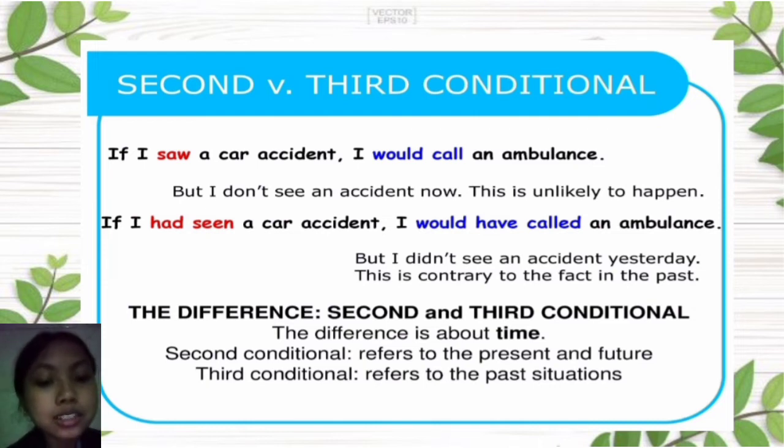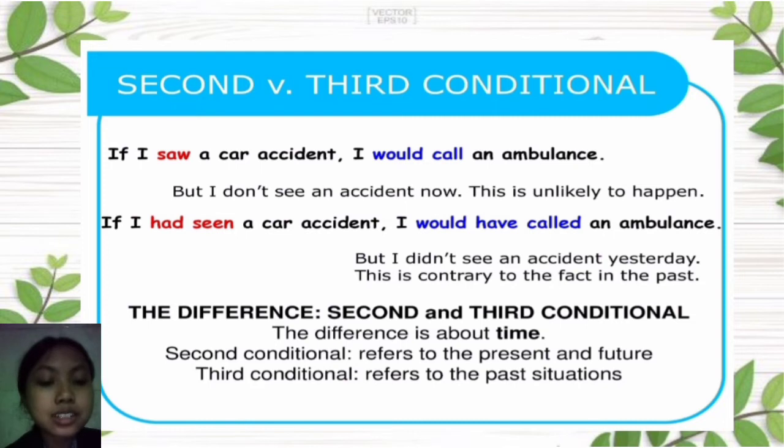The second conditional is, if I saw a car accident, I would call an ambulance. But I don't see an accident now. This is unlikely to happen. So it is the second conditional.